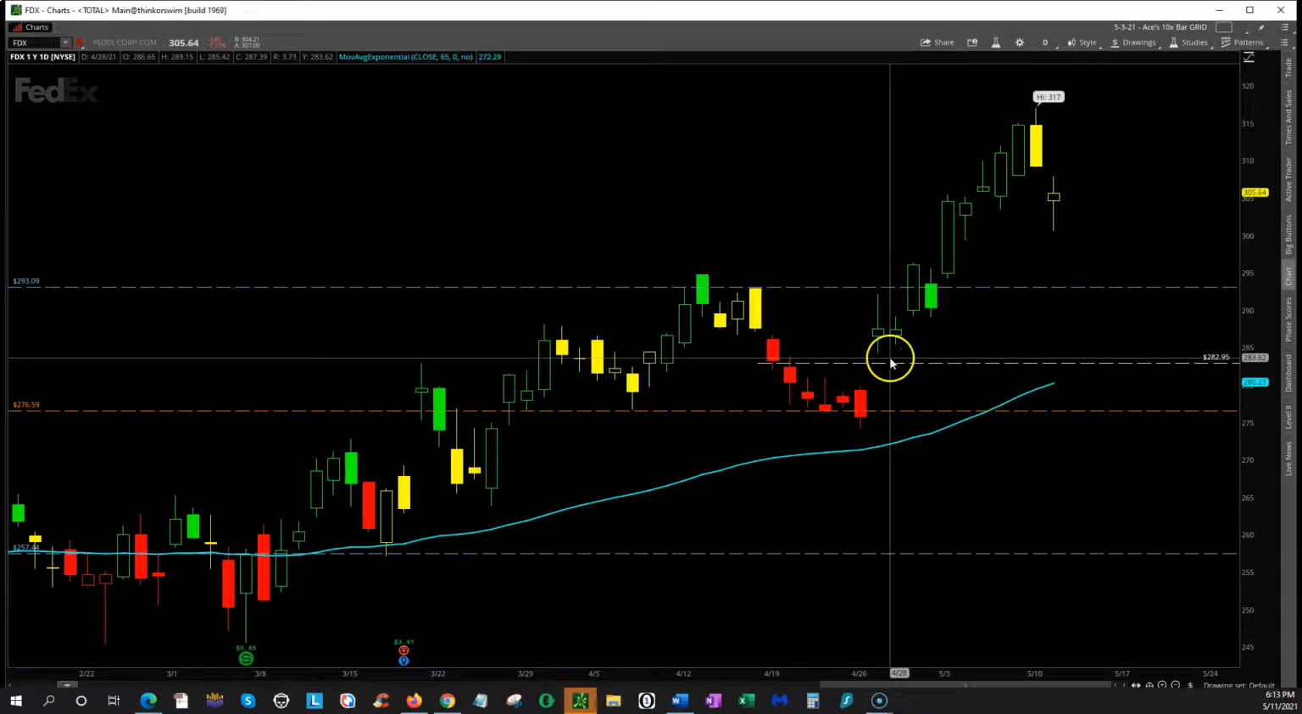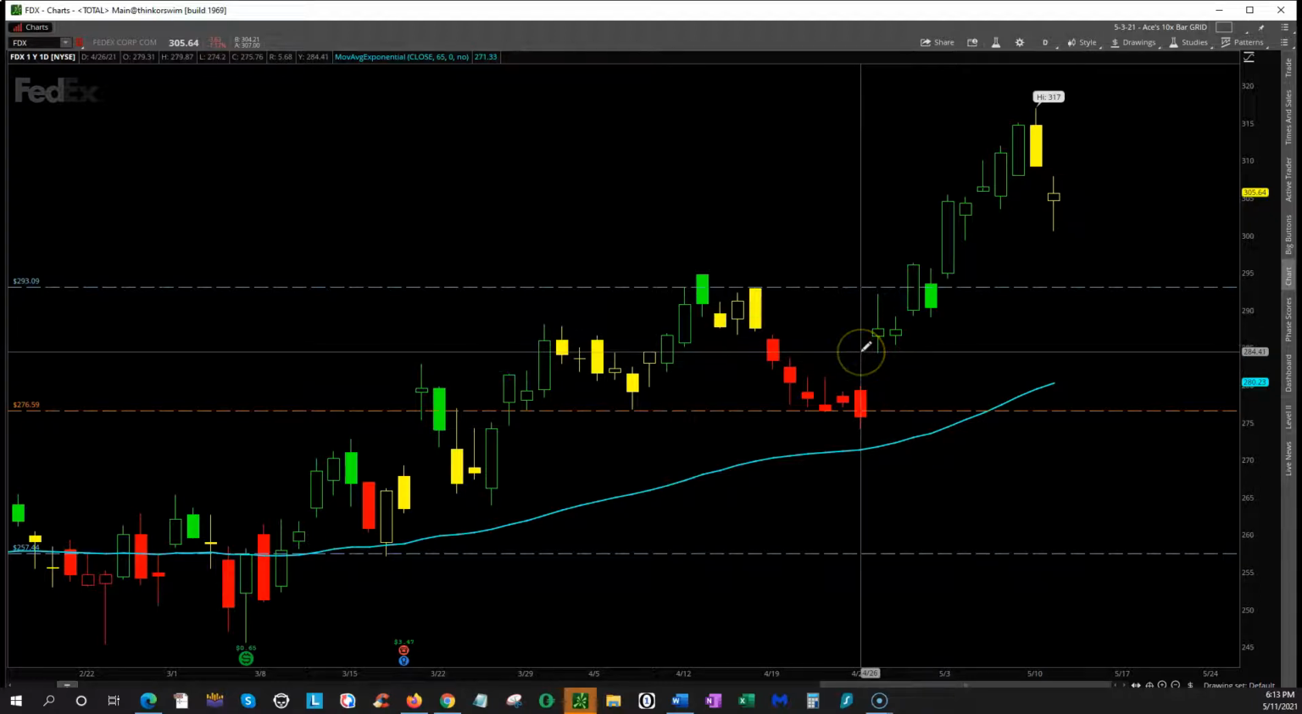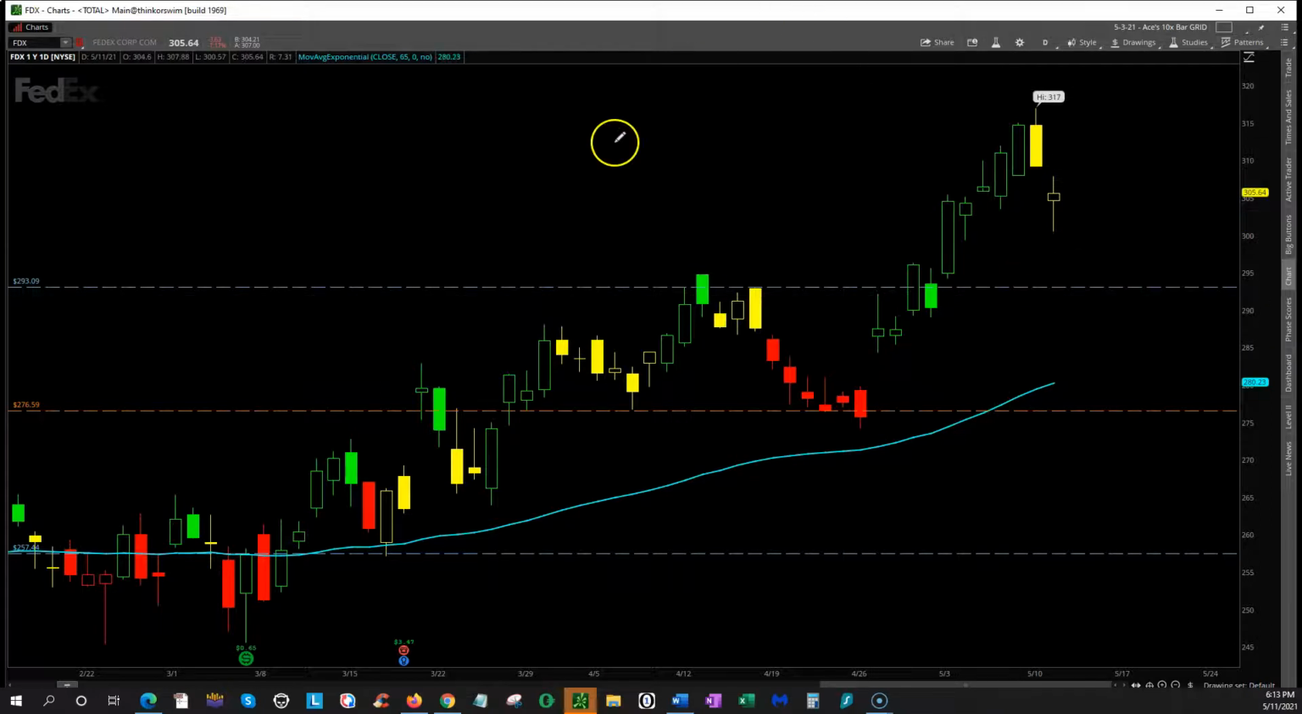My stop would probably be, whoops, I'm just going to clear this real quick. My stop would probably be somewhere maybe under here. Because this gap up right here, I'd probably put my stop either at this wick or maybe at this wick here. So I would be in this trade. I would have taken some nice profits there.